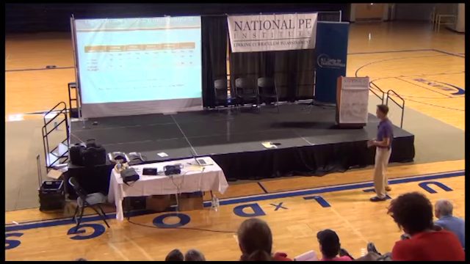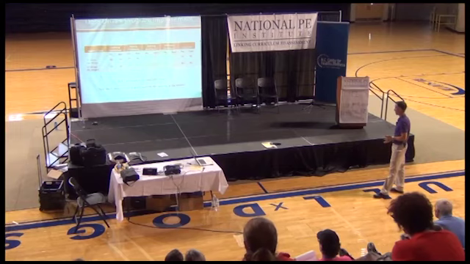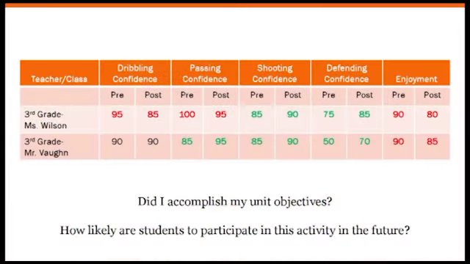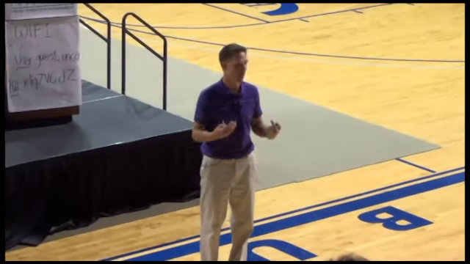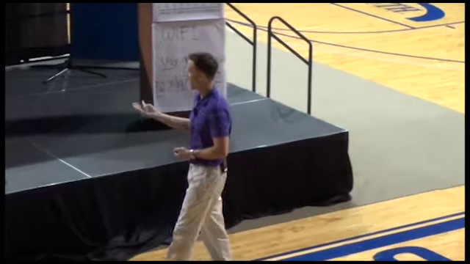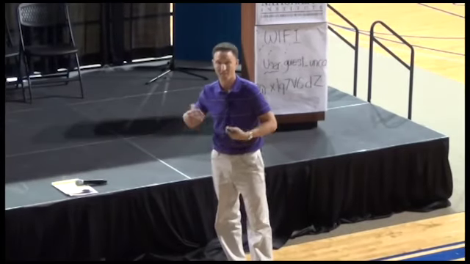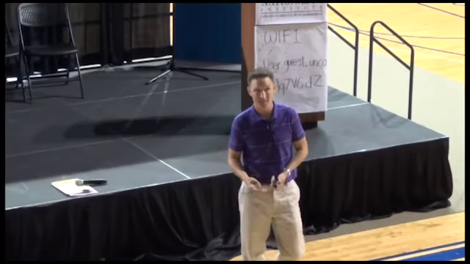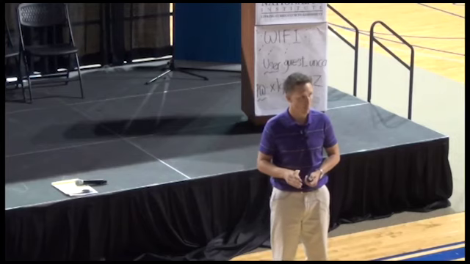In this particular case, we look okay. We're looking at 85%, even if it went down. And our numbers are pretty good, but then we get over here down to enjoyment, and I notice that both are red. So I may have increased the confidence, increased the skill of my students, but they don't like basketball anymore. So did I accomplish my objectives? Are they likely to keep doing this outside of PE? My answer may be kind of questionable on this one.